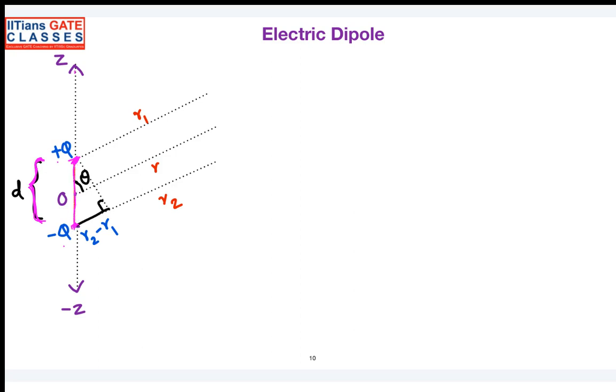Now the first thing was I need to find out the potential due to this dipole at very far away from the source. So I have considered the value of R much higher than the separation between the charges. In this case, what about the potential at this point? So the first thing was I need to find out what is the potential at this point, and later on I will find out what is the electric field intensity also.